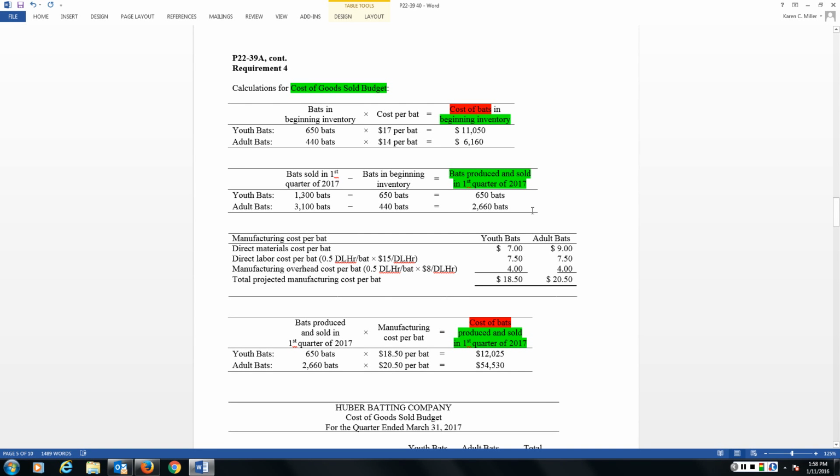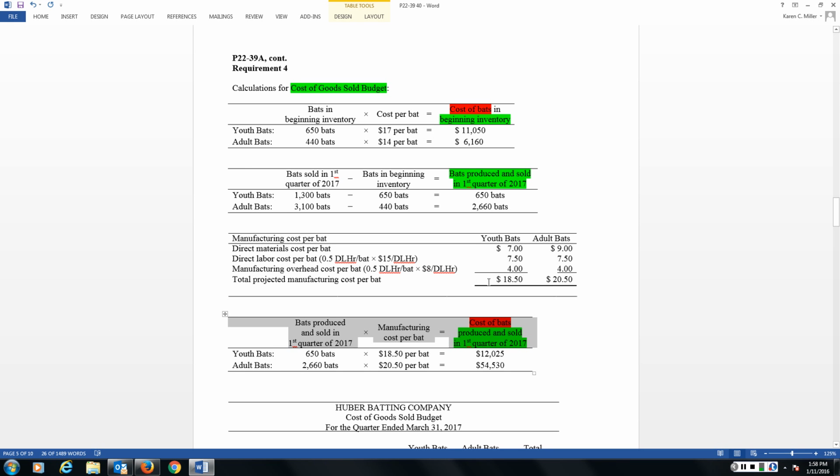And if I go back to the materials that we calculated, the labor that we calculated, the manufacturing overhead that we calculated, then we can take our total cost divided by the total number of units that we produced to come up with our cost per youth bat, adult bat, the labor for each, the manufacturing overhead for each. So I've calculated a per unit cost for the bats that I both produced and sold in the first quarter.